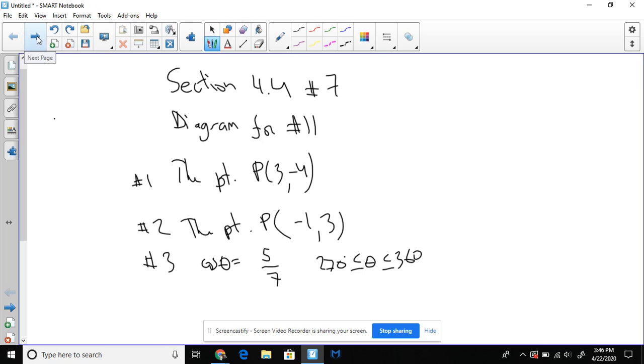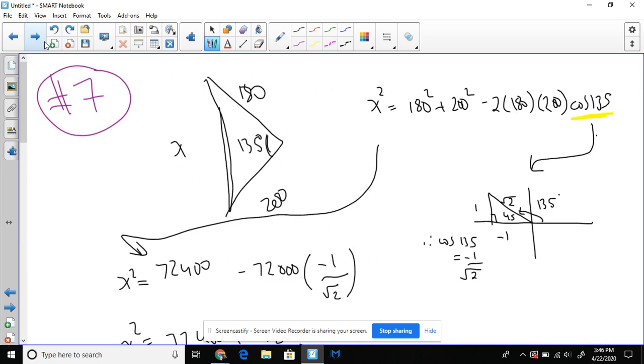Now, if you scroll through the video, I had a question from the homework, section 4.4, number 7, and then the diagram for number 11, which I have already done here. So this is the answer for number 7. Number 7 wanted an exact answer.